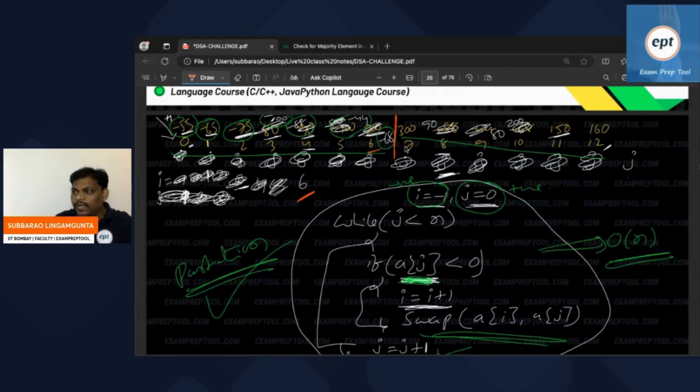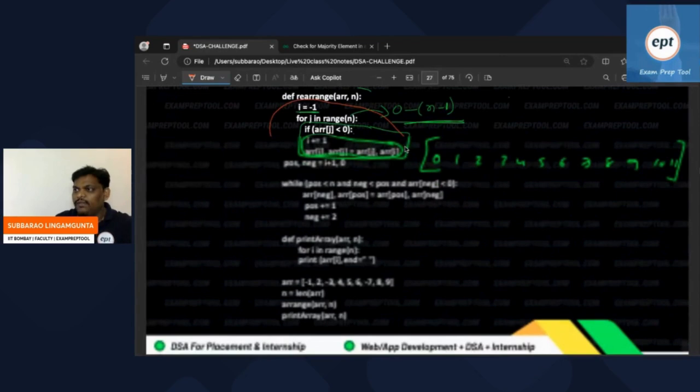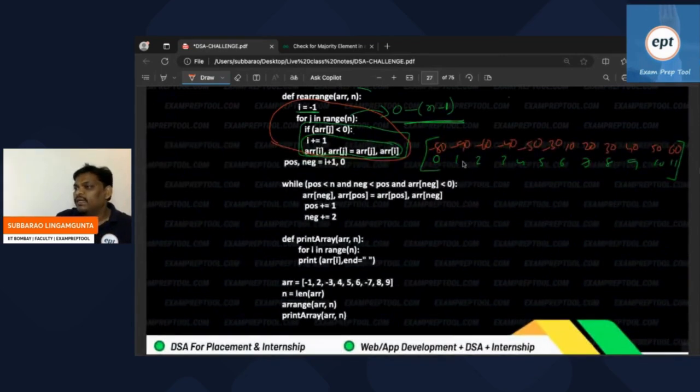Right? So I will do one small story here. At the end of the story, what is i here? In this problem, i is going to be 5, because from i plus 1 onwards, positive numbers are there. So I am taking two variables. Positive is equal to i plus 1.